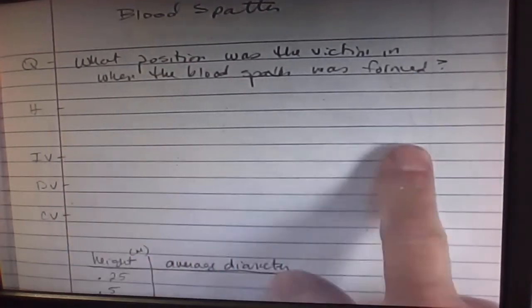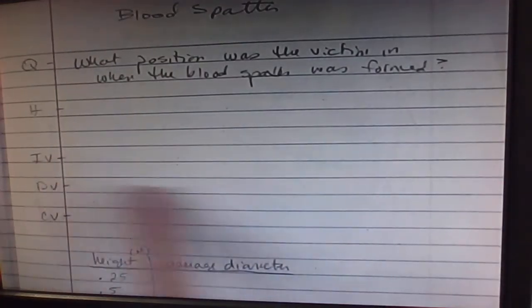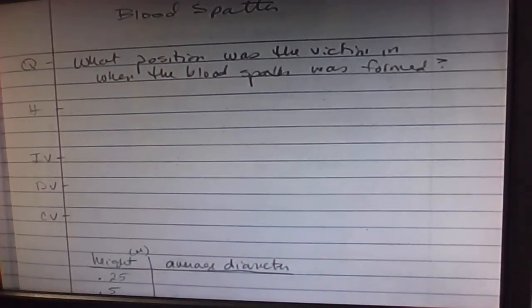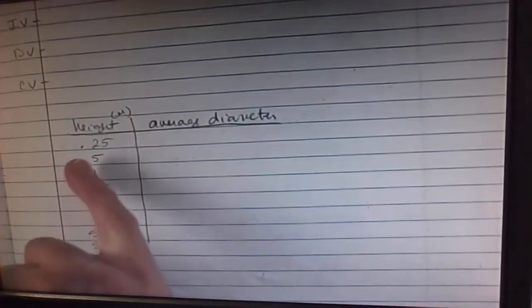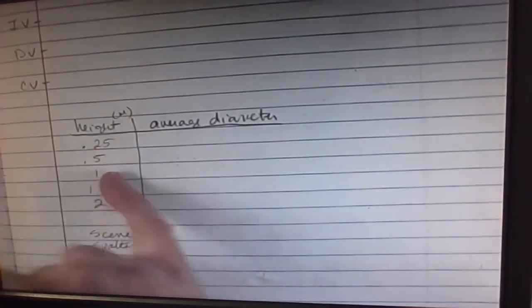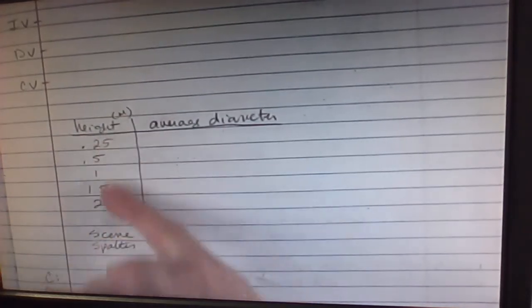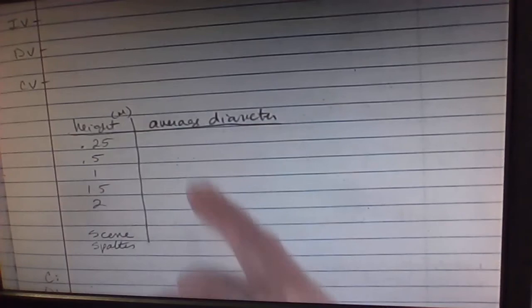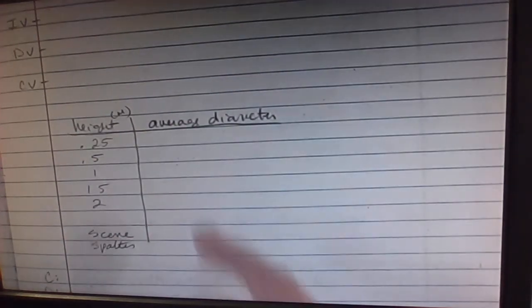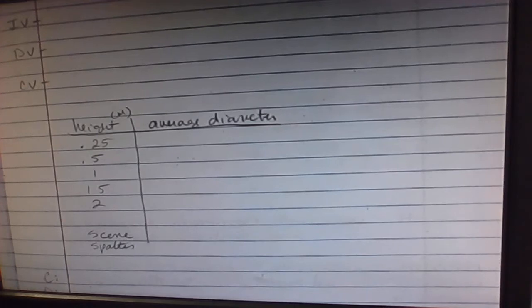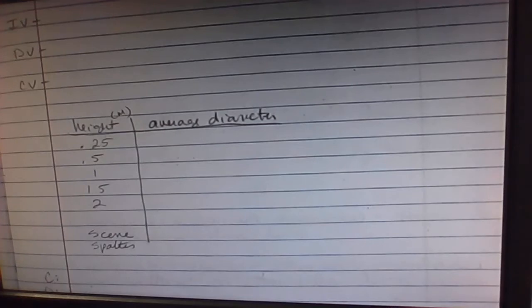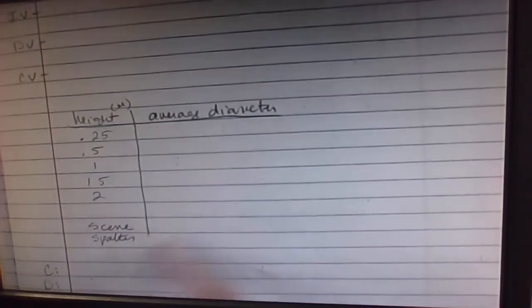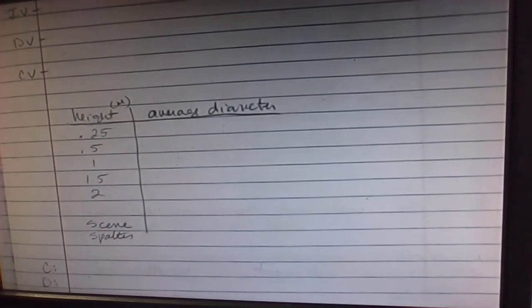IV, independent variable, you're going to fill that in. DV, dependent variable, you're going to fill that in. CV, controlled variable, you're going to fill that in. We need a little data table. Because I've got my metric units up here, I don't have to put 0.25 meters, 0.5 meters, 1 meter. Height is in meters, so all of these numbers are in meters. Then average diameter of the spatter at each different height, those will be compiled for you and put on Canvas. You, however, will have to find the average diameter of the scene spatter.